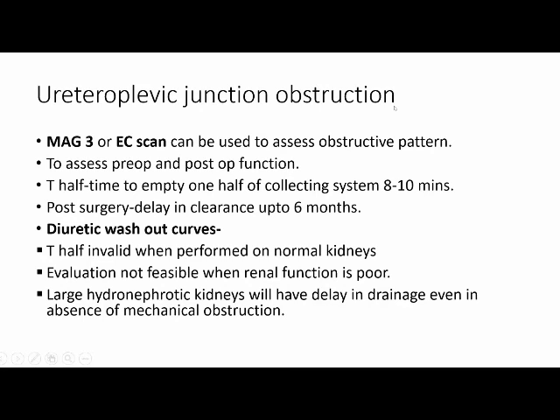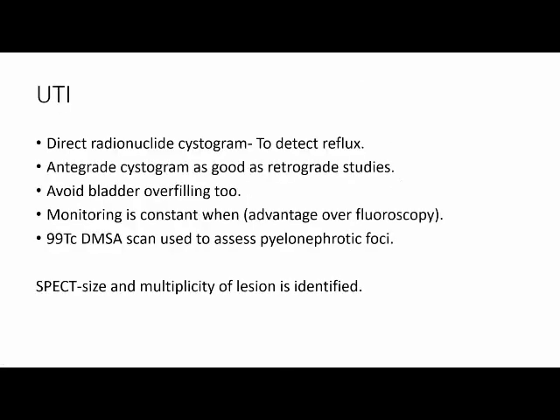The role of EC scan and MAG3 in ureteropelvic junction obstruction has already been discussed in the previous slides. Another important role is that of radionuclide cystogram in UTI to detect reflux. An antegrade cystogram is always as good as retrograde studies, and it also avoids bladder overfilling. And as I mentioned earlier, monitoring is always constant, which has an advantage over fluoroscopy studies.